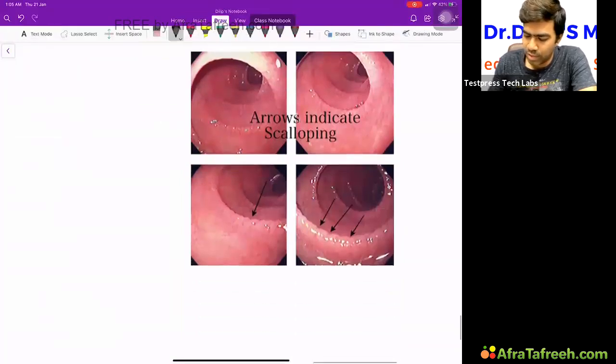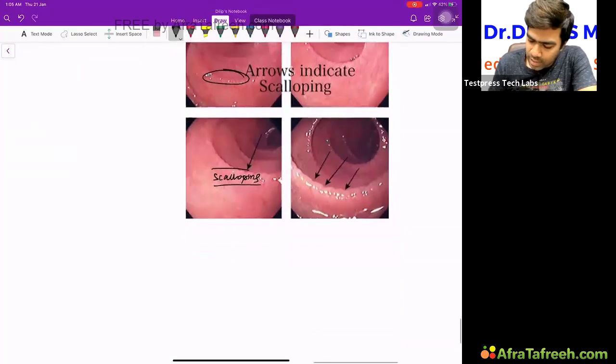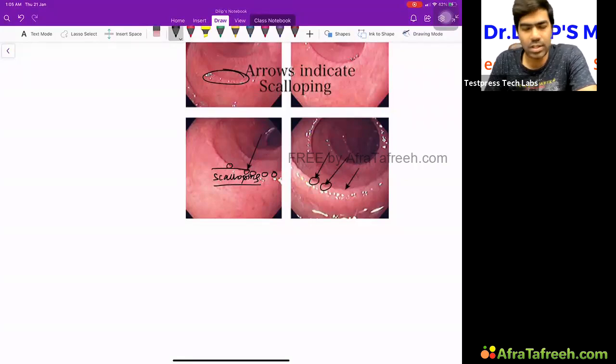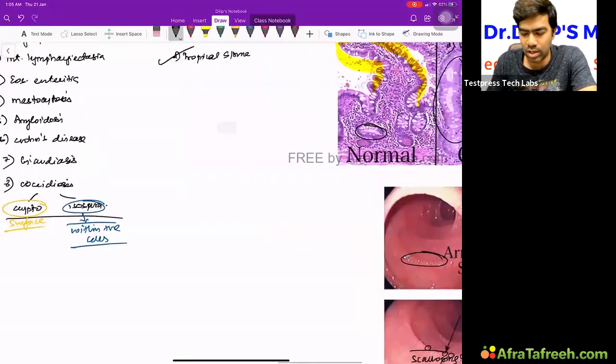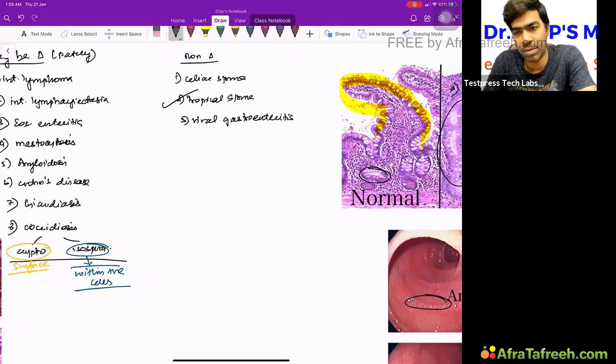What you typically see is something called scalloping of the intestinal folds. You can see this is a normal intestinal fold, but in celiac disease, you can see this kind of scalloping and small excavations here. These are what we call the scalloping of the intestinal folds. So this is suggestive of celiac disease, but it's not confirmatory. These findings are non-diagnostic. So don't think that if you get this, it's 100% celiac. It can be seen in many other conditions, including viral gastroenteritis. In acute viral gastroenteritis, if you do a biopsy, you will see all these findings: scalloping of the folds, villus atrophy, crypt hyperplasia, increased intraepithelial lymphocytes.